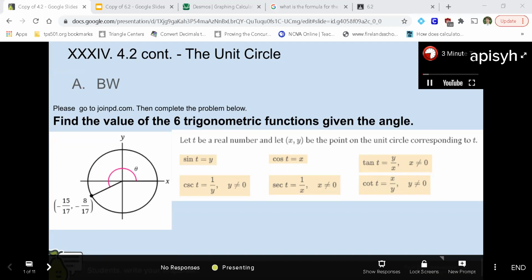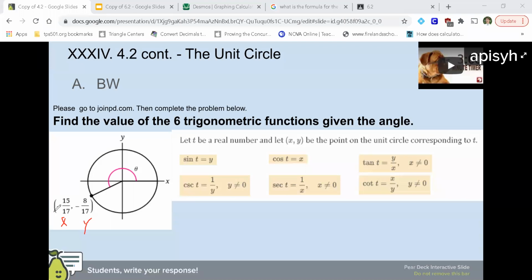Okay, let's go over this. So if we have this as our x value and this as our y, and we plug it into our 6 formulas here, you should get that the sine of your angle is the y value, -8/17. The cosecant of your angle is just the reciprocal of that. It's 1/y, so -17/8.